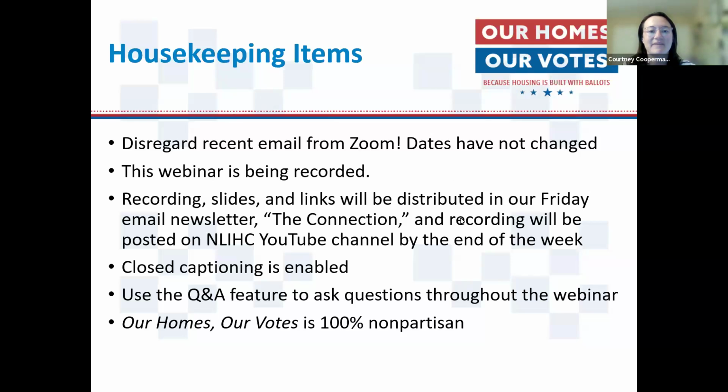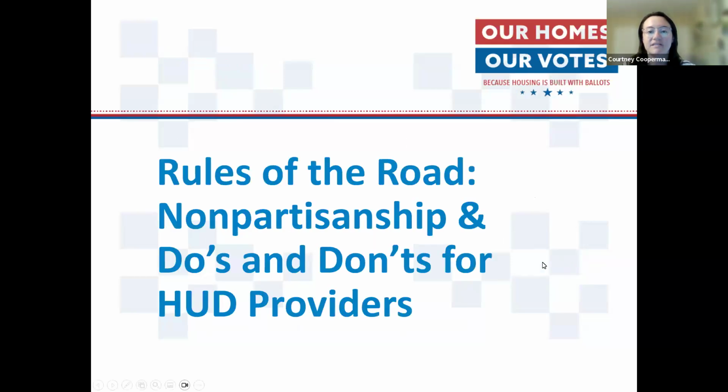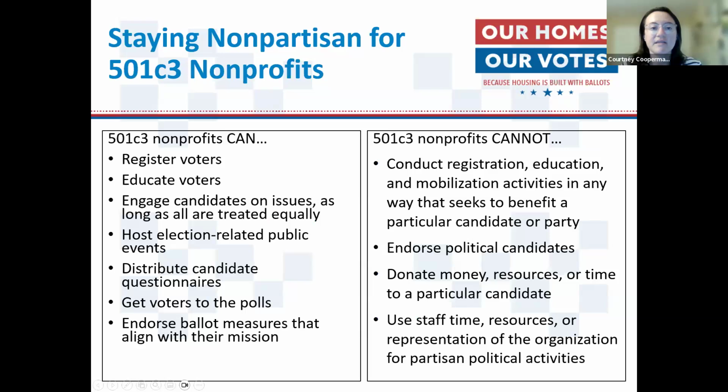That is a perfect segue to my next slide, which is key considerations for staying nonpartisan. As a bit of background, 501c3 is the technical term for tax-exempt public charities. So NLIHC is a 501c3 nonprofit. And we can go on to the next slide. So 501c3s cannot engage in any partisan political activities, meaning they cannot endorse or oppose candidates, they can't align with a political party, or otherwise attempt to influence the outcome of an election. Doing any of these partisan activities will jeopardize a 501c3 nonprofit's tax-exempt status. But what 501c3s can and should do is nonpartisan voter and candidate engagement.